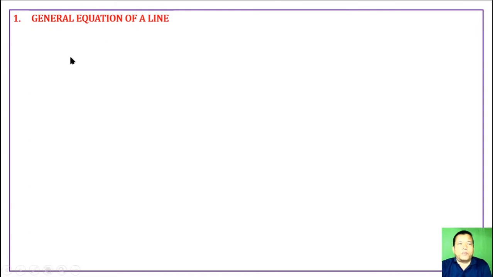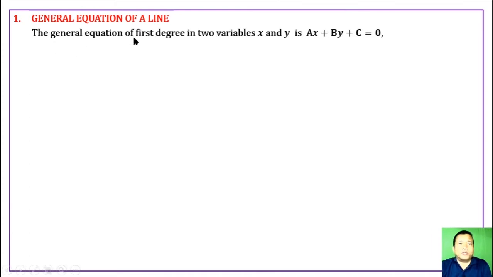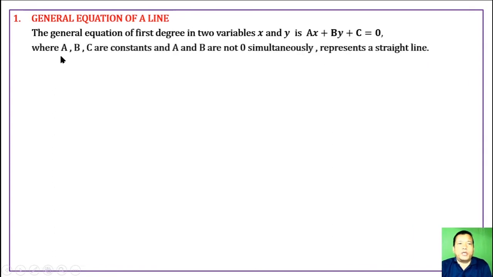General equation of a line. The general equation of first degree in two variables x and y is ax plus by plus c equal to 0, where a, b, c are real constants, and a and b are not zero simultaneously, represents a straight line.